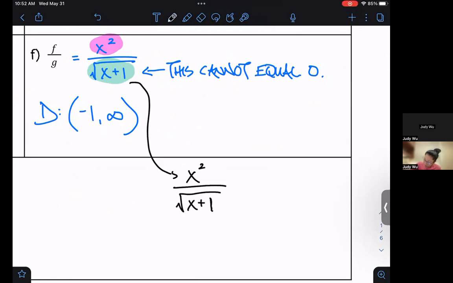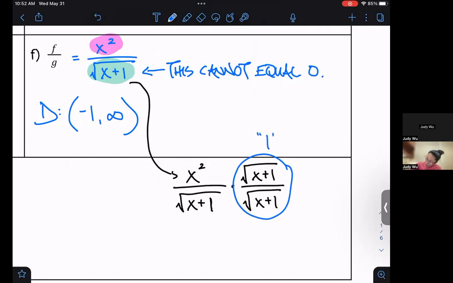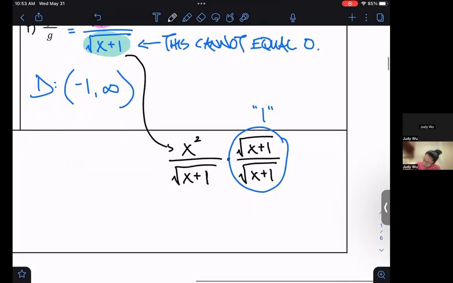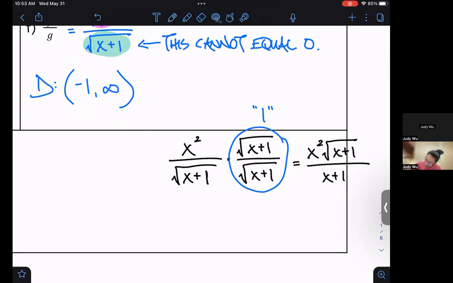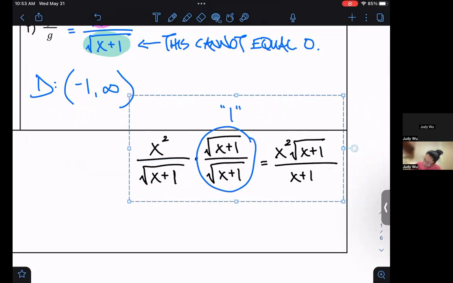And so just to remind us, we could get rid of that square root by doing something called rationalizing, where we multiply by a fancy way of saying 1. So this is really saying 1. And when I multiply by 1, I don't really change anything. But what it allows us to do is rewrite this. So I get x squared square root of x plus 1 all over x plus 1. Let's move that over just a touch so we can see it better.